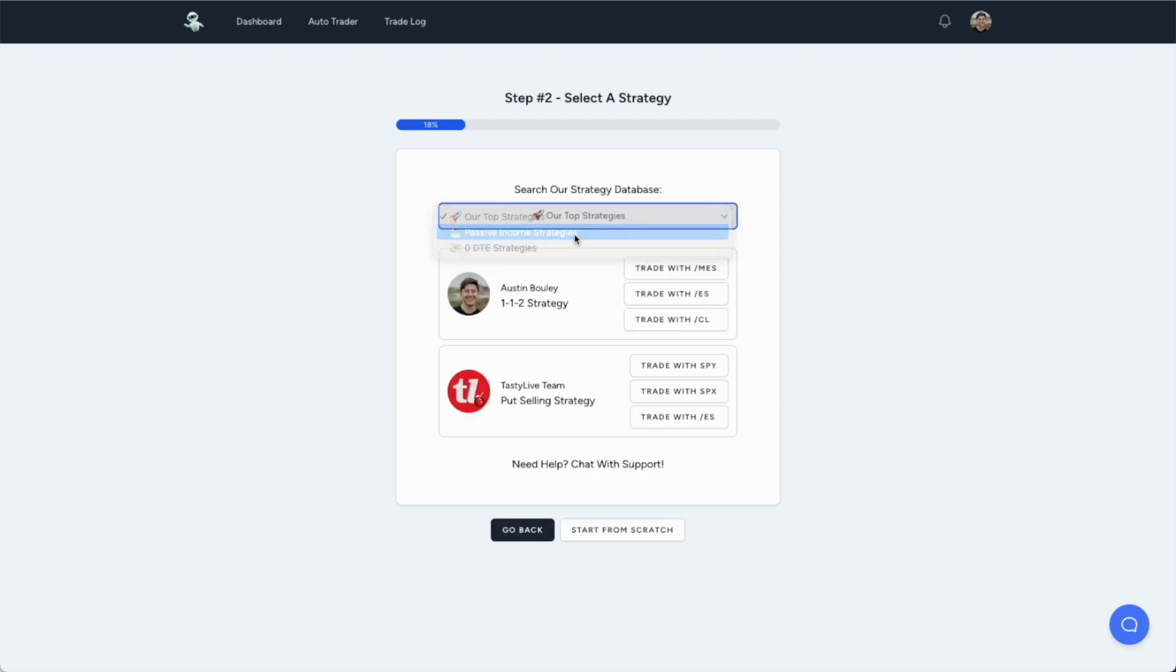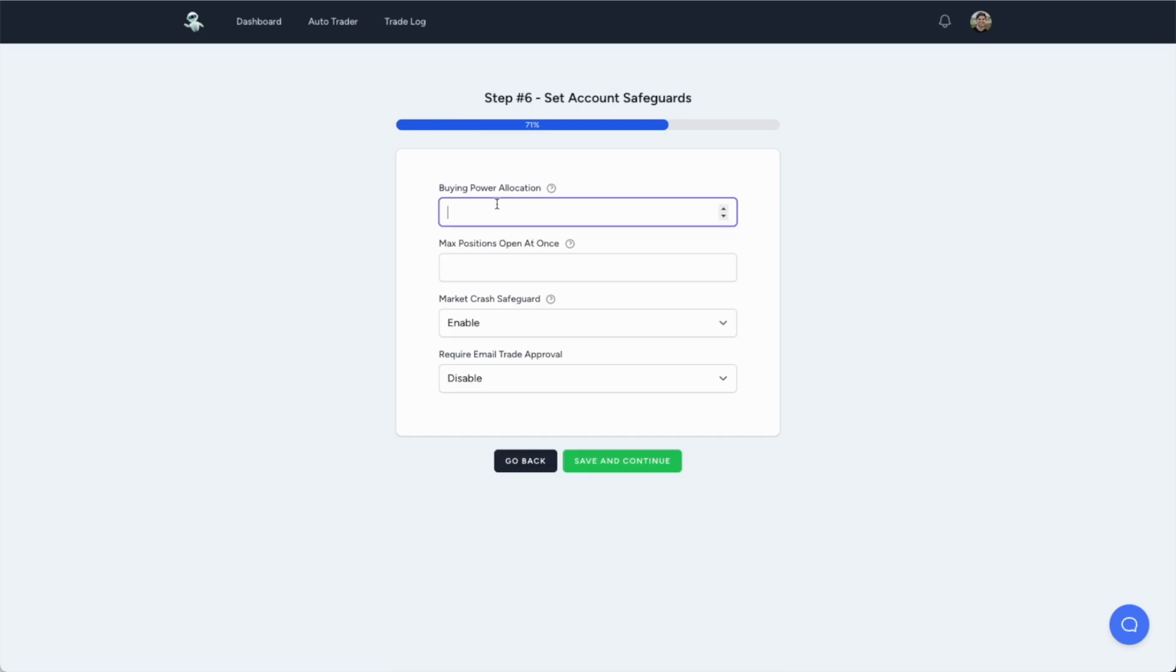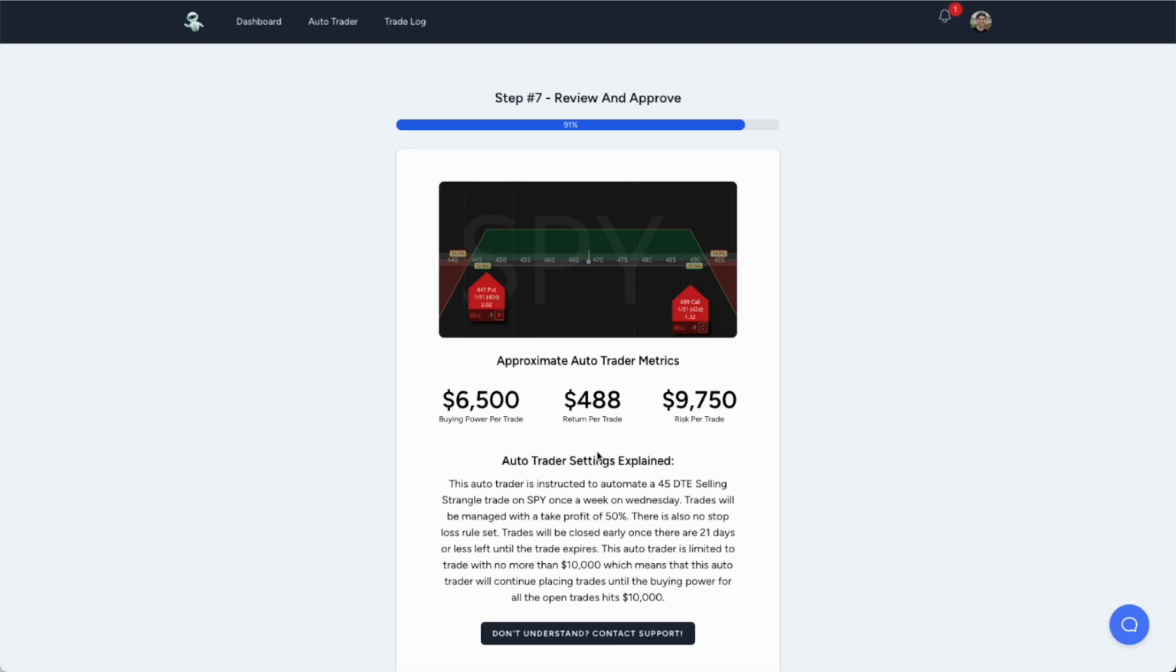If we go into passive income strategies, 1 standard deviation strangle, I just click what I want to trade it with, SPY, SPX, ES, etc. So I just click SPY. Now it's preloaded everything for me. So all I need to do is tell it how much money to trade with. So let's say 10,000, and I save and continue. And just like that, it's created the auto trader for me based on how Tasty Trade trades it and teaches in their method. So that's how simple it is to set up a 1 standard deviation Tasty Trade automation.